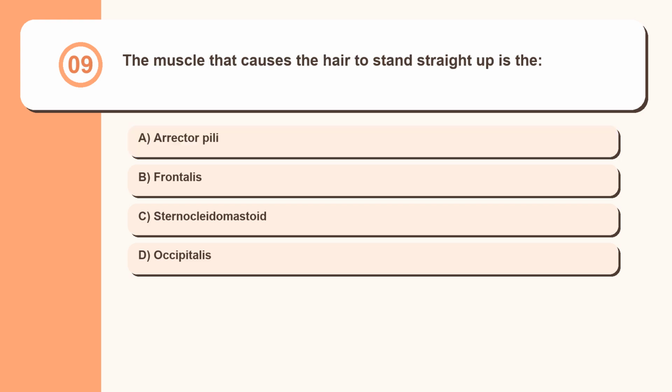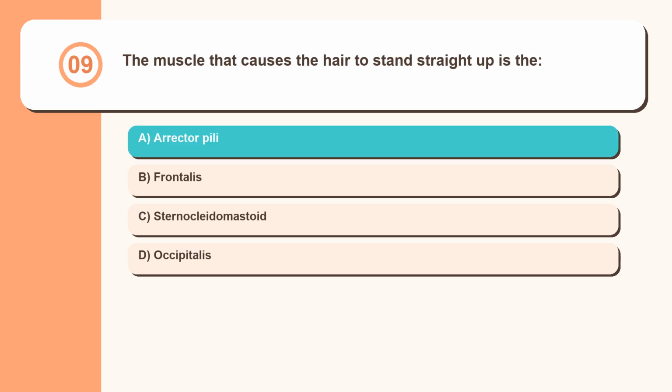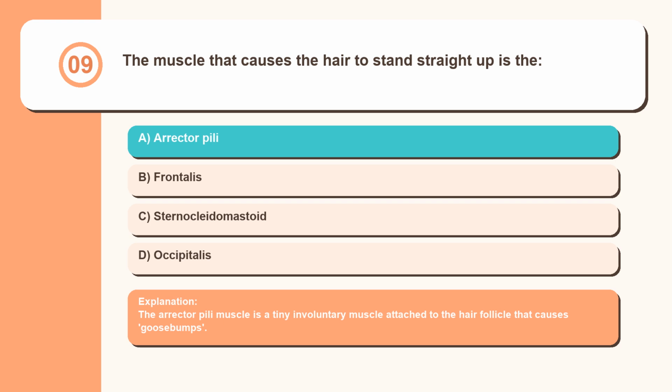Question 9. The muscle that causes the hair to stand straight up is the erector pili, frontalis, sternocleidomastoid, occipitalis. The erector pili muscle is a tiny involuntary muscle attached to the hair follicle that causes goosebumps.